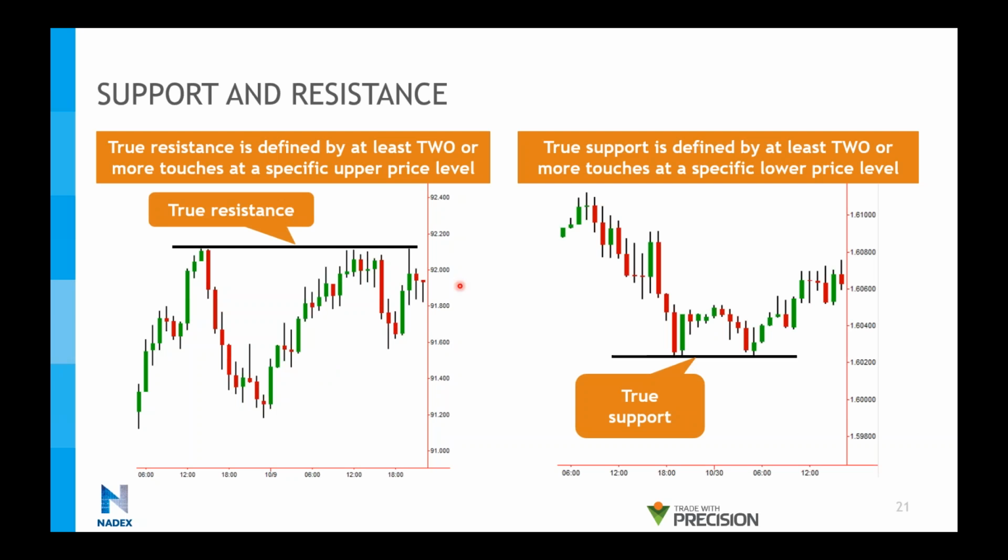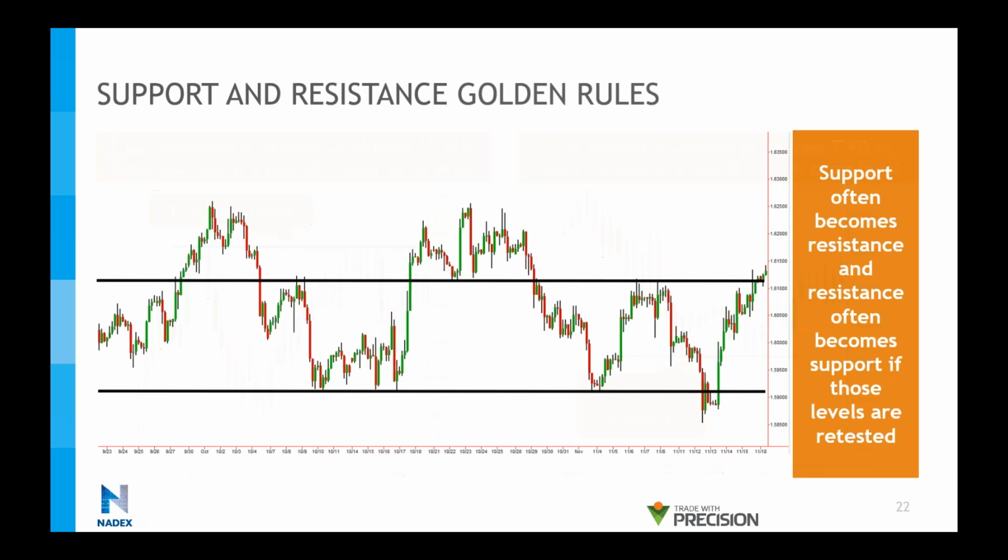But guess what? I don't care if it's support or resistance. I just see there's a price level. And the funny thing is those lines stay here. So if price pushes through this level, I know that what was resistance at that point will now act as support in the future. Support and resistance, golden rules. As I've said, support often becomes resistance and resistance often becomes support if those levels are retested.